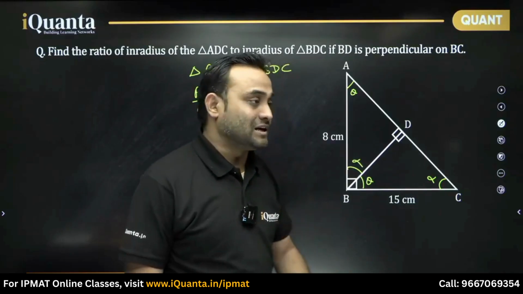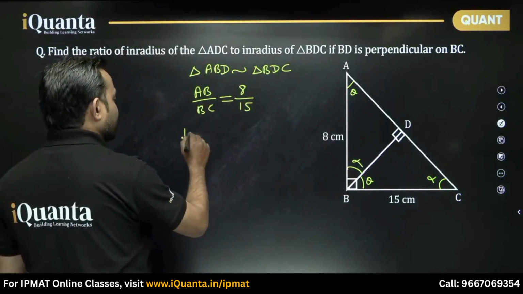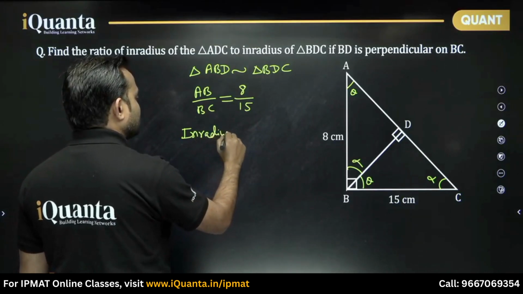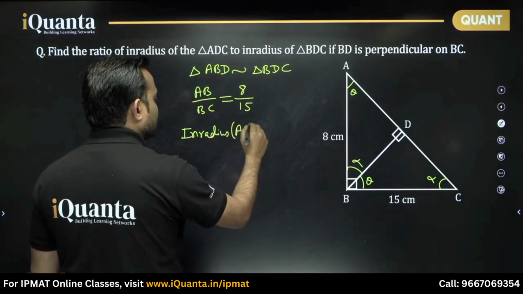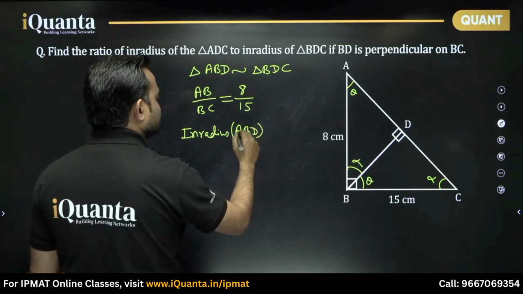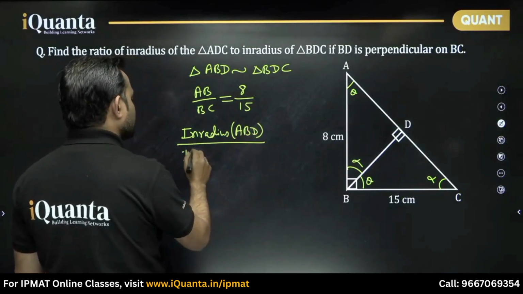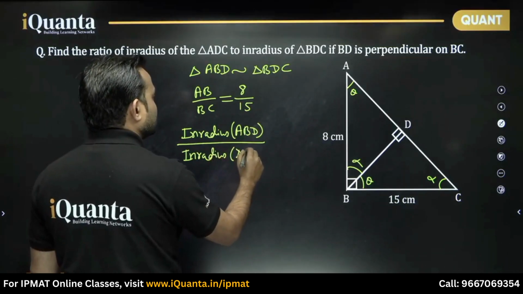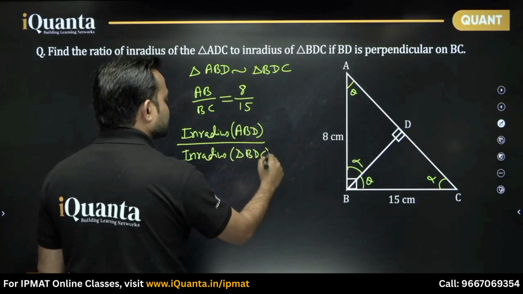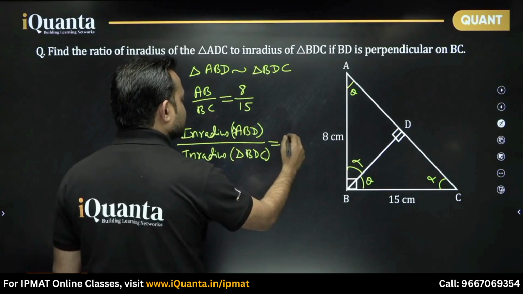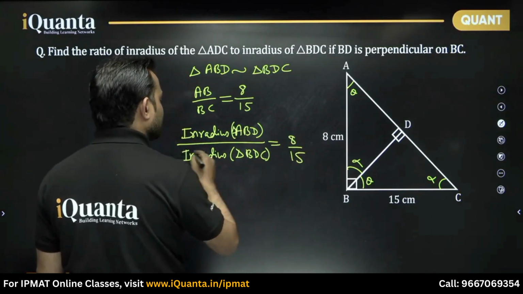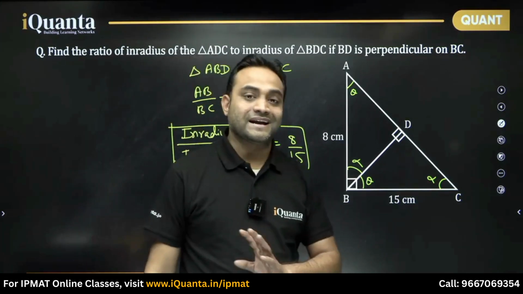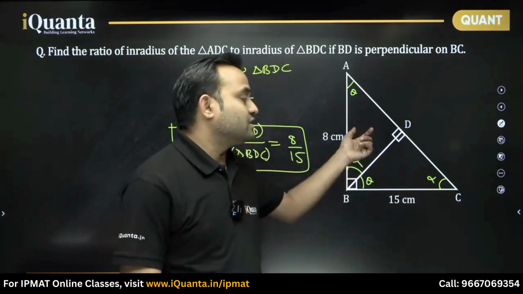And similarly, the ratio of inradius of triangle ABD divided by the inradius of triangle BDC will also be the same, which is 8 upon 15. No need to calculate anything here. This is a direct approach. The ratio of circumcenter will also be the same.